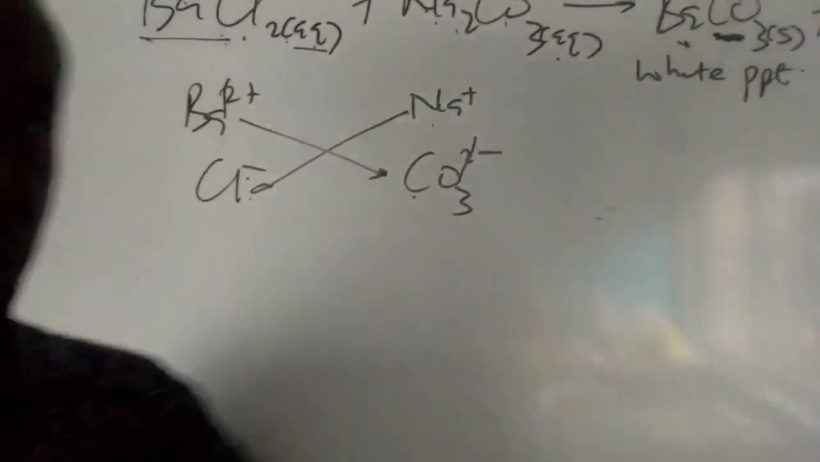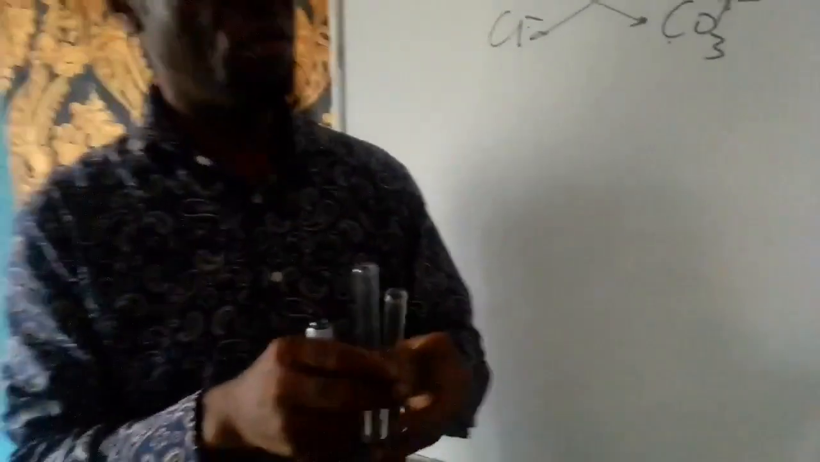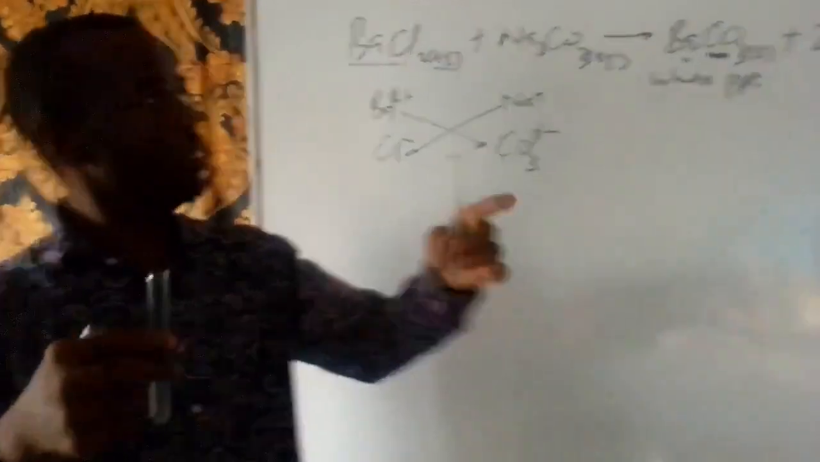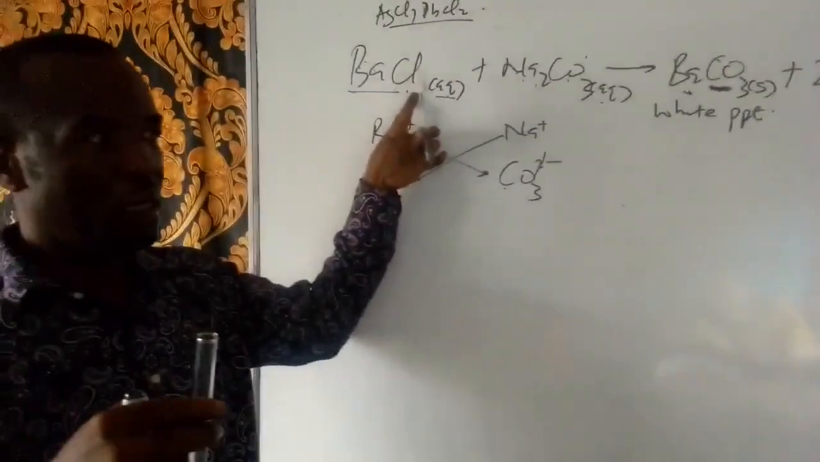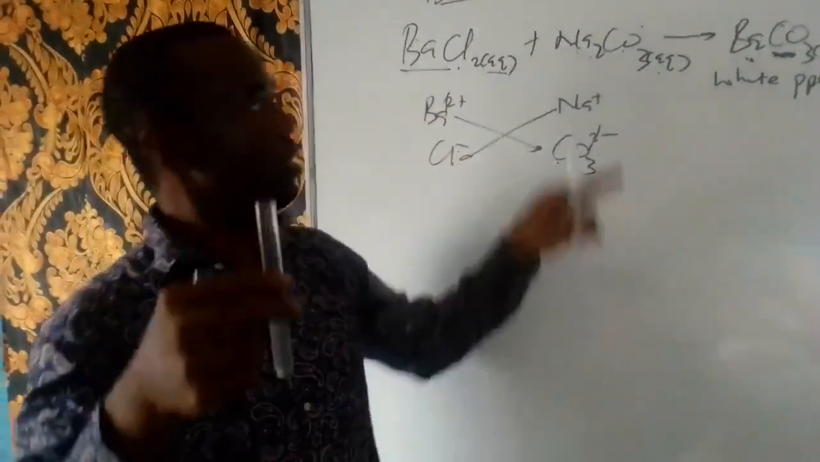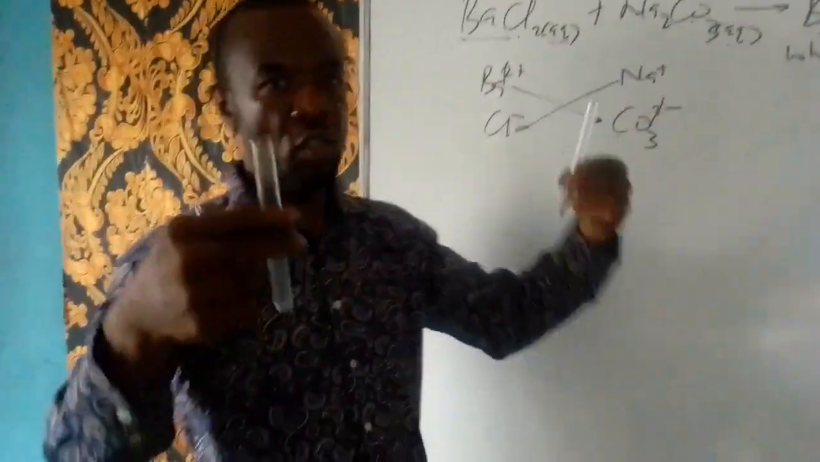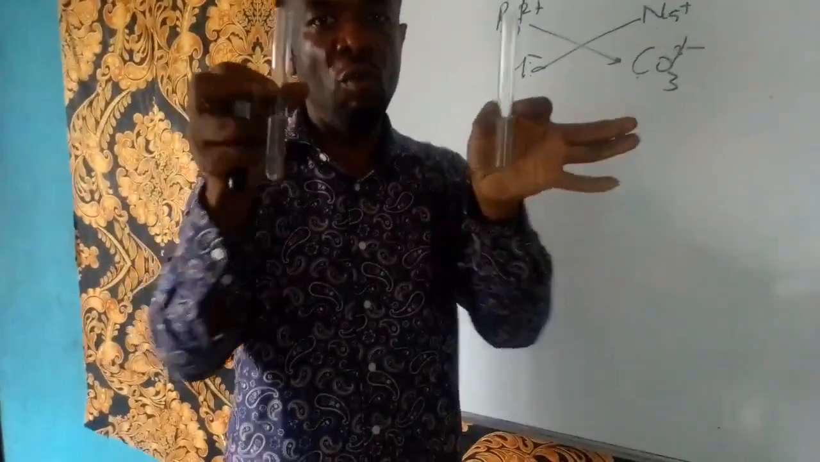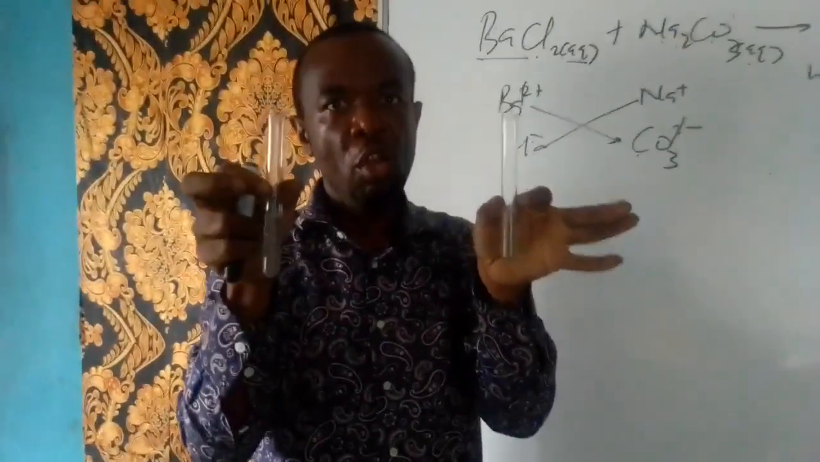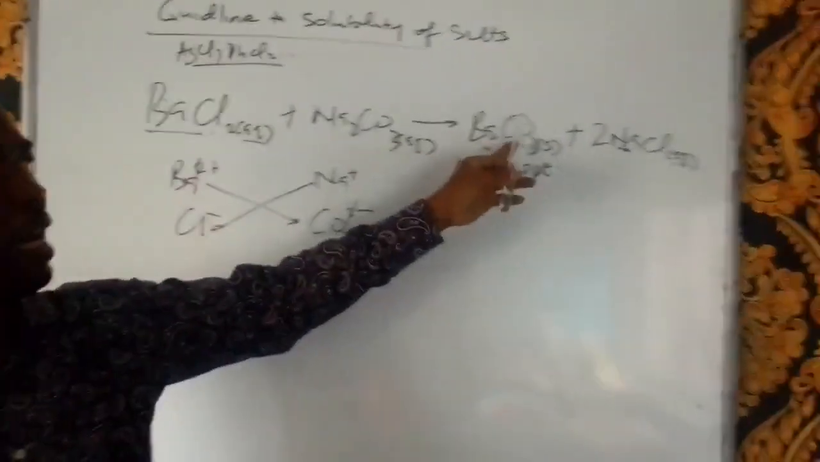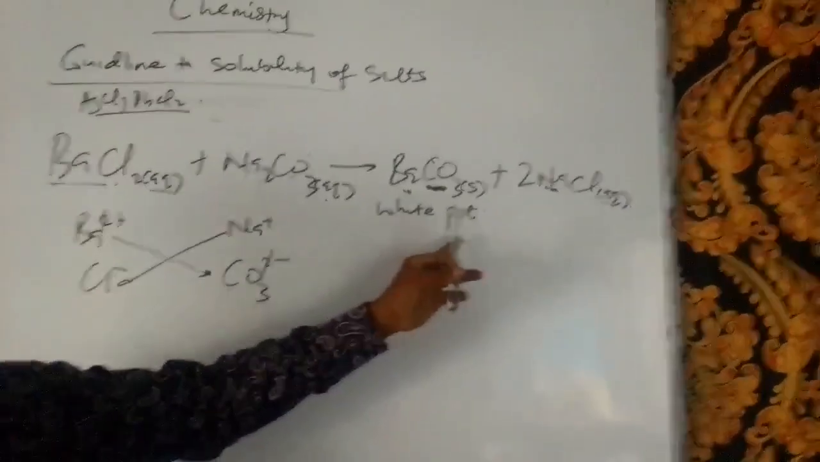For this reaction, we now have these two test tubes. The one on my left-hand side is barium chloride, while the one on my right-hand side is sodium carbonate, dissolved in water. They are solutions, and it appears that you can see nothing, as if nothing is inside them. When we mix them together, we expect to have barium carbonate, which is a white precipitate.